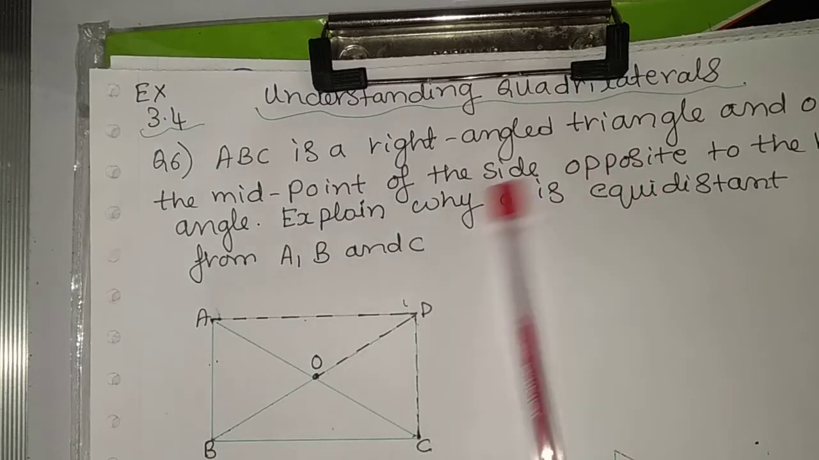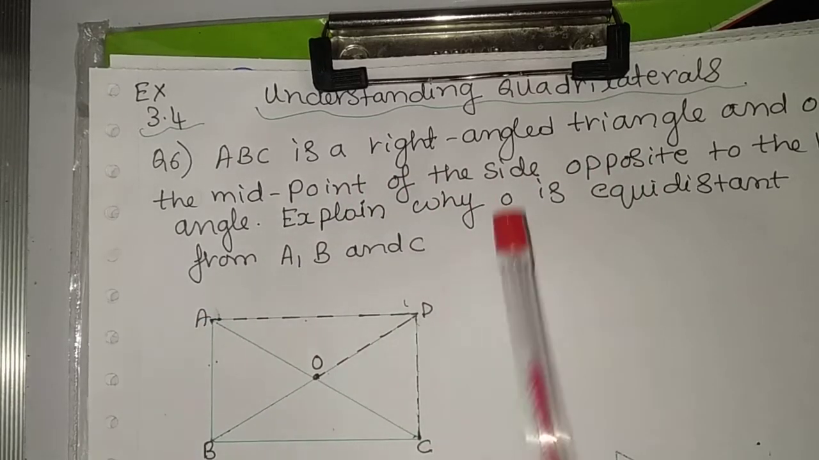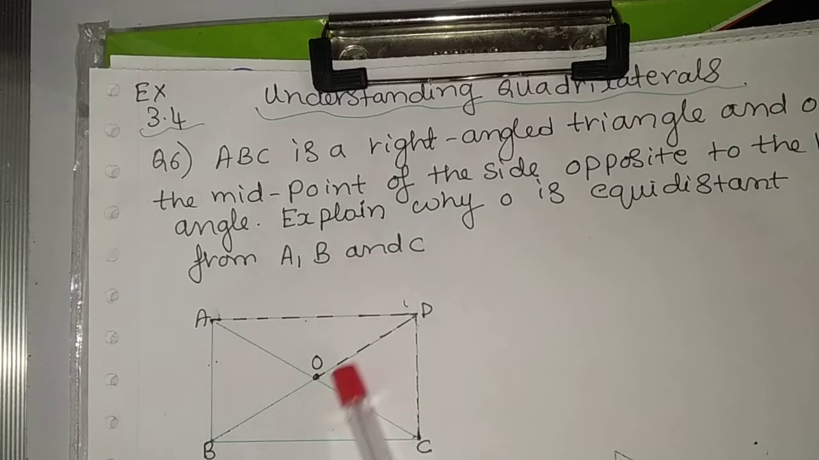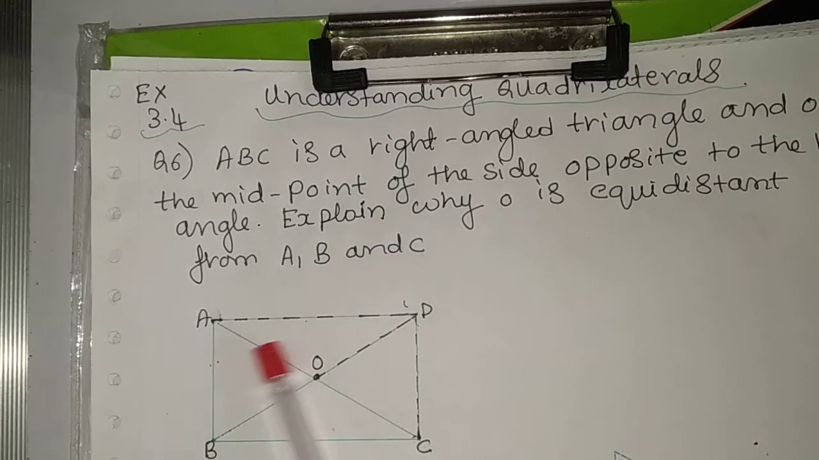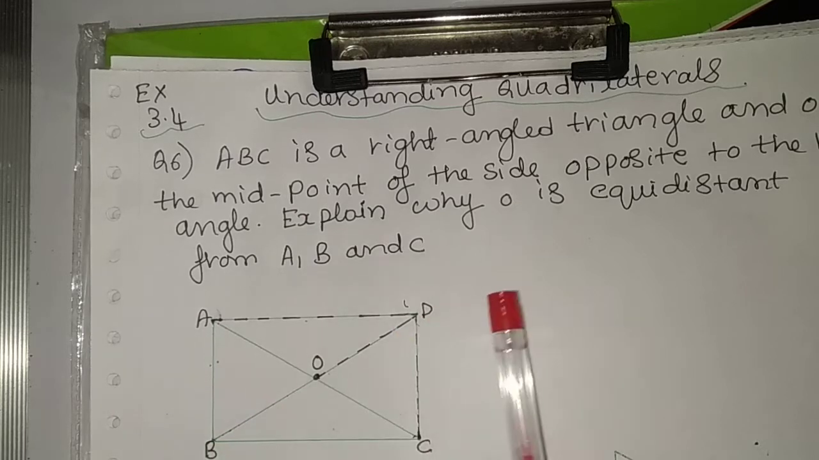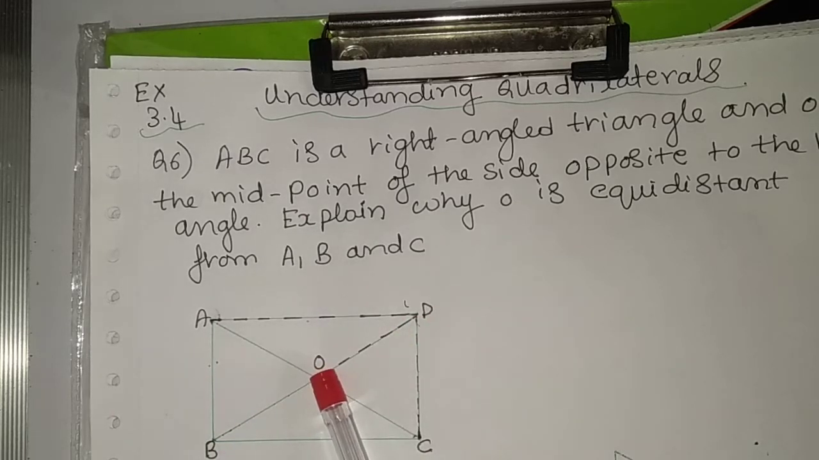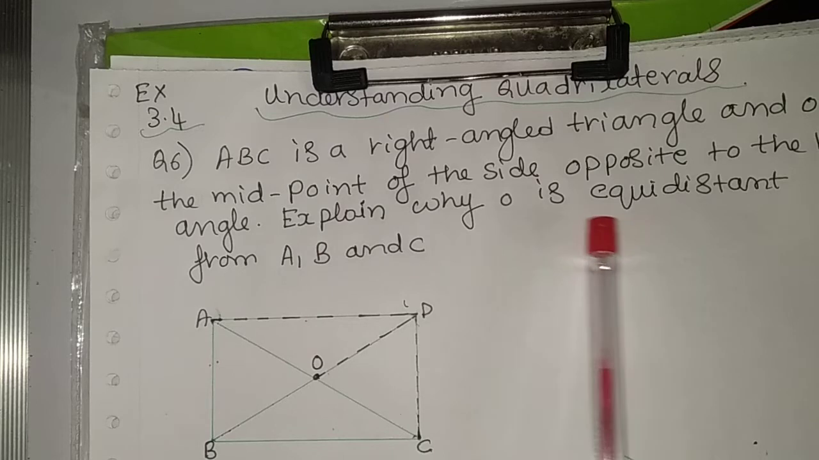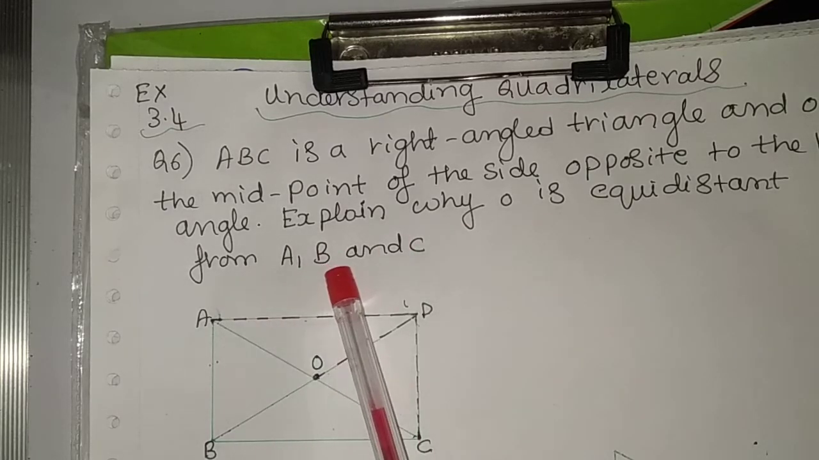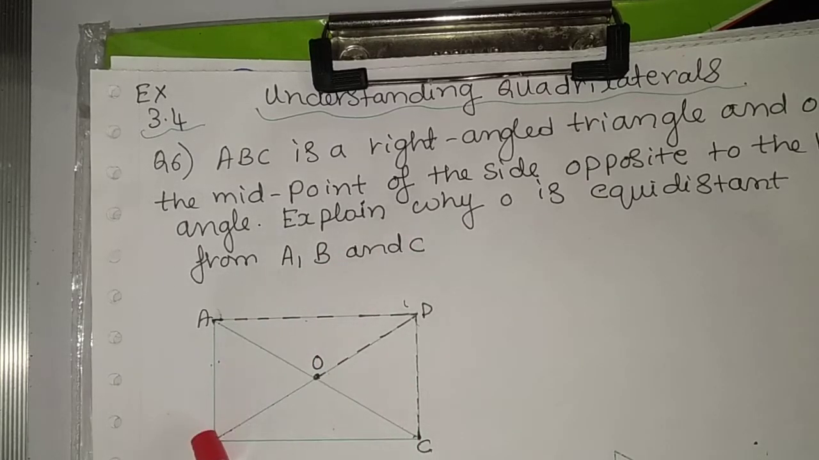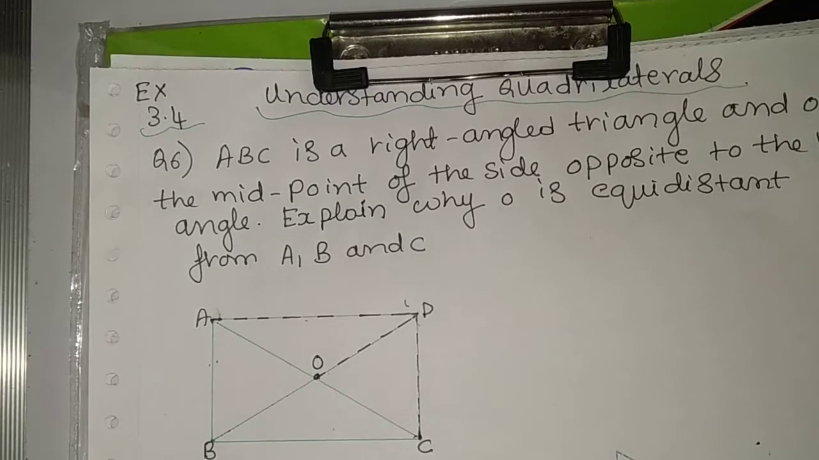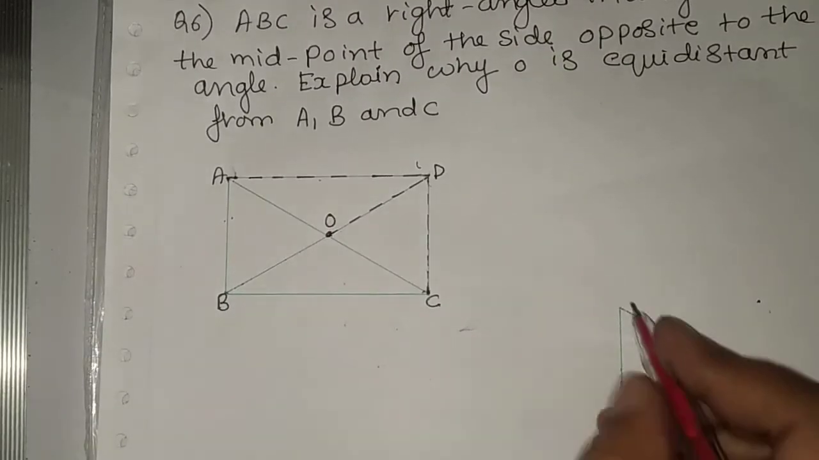ABC is a right angle triangle, and O is the midpoint of the side opposite to the right angle. This one is the right angle. So here this one is the midpoint opposite to the right angle. Explain why O is equidistant from A, B, and C. So we'll see what is the solution here.